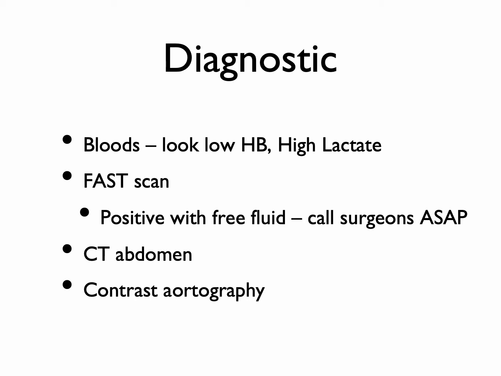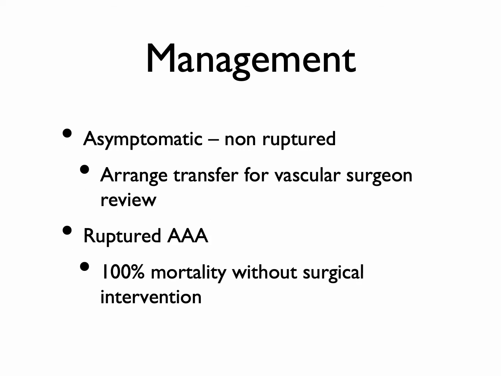Generally, the surgeons, if they've still got some bit of stability, are going to want a CT abdomen or contrast aortography to look to see where the bleeding is, because that can help guide them in surgery. But if they're critically unwell and unstable, they just need to go to theatre straight away to have this repaired.